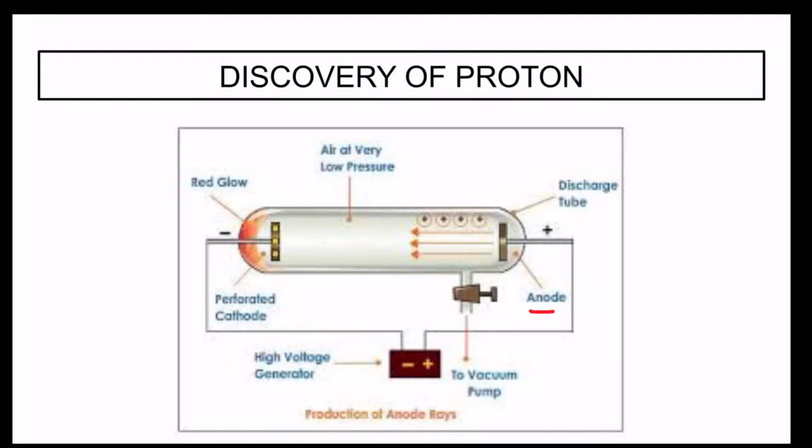Goldstein. This is the anode, the positively charged electrode. The cathode in this case is perforated, meaning there are holes in the cathode. Air is filled at very low pressure, which is created by the vacuum pump. When high voltage is applied, a red glow was observed behind the cathode.